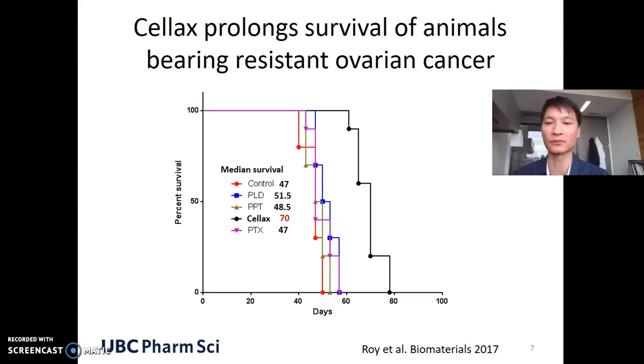So we compare Cellax with other standard treatments, including control, the red line. PLD is also a standard treatment. The blue line, PPT, is another standard treatment, the gray line, and our Cellax is the black line. And the final one is PTX. So long story short, only our Cellax nanoparticles are able to improve the survival of these animals. It improved from 50 days of survival to 70 days. So a very significant improvement.